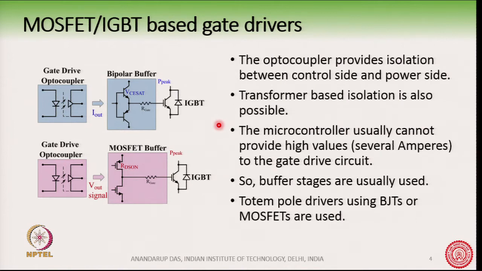Now, both BJTs or MOSFETs can be used. BJTs are cheaper, whereas MOSFETs are faster, and modern day people are slowly adopting the MOSFET based buffer, in particular for silicon carbide MOSFETs, people are shifting towards the MOSFET based buffer.